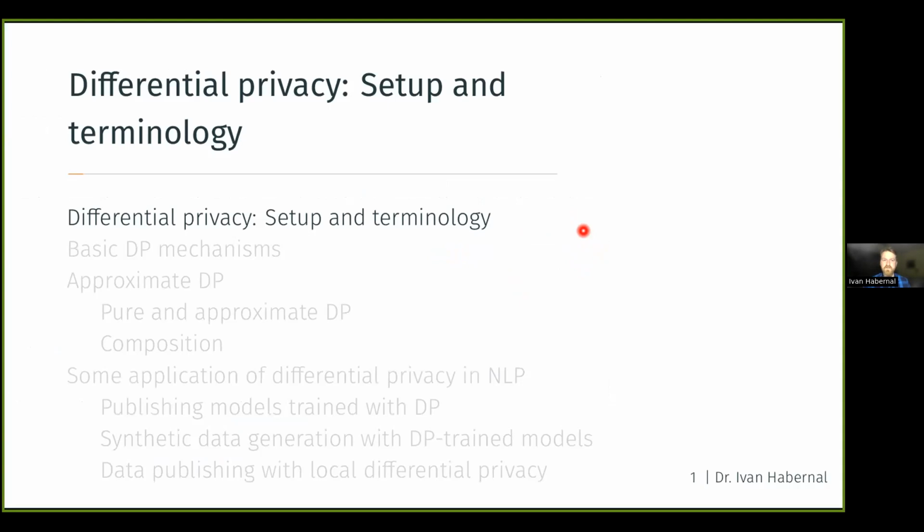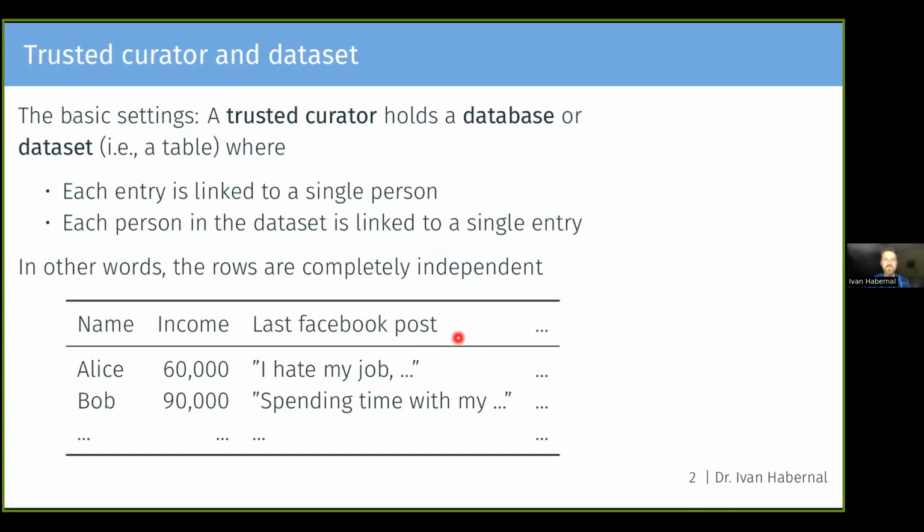So let's set up the field of differential privacy with some terminology, because it might be kind of confusing for new starters. So we have somebody who is a trusted curator, and we have a data set. The trusted curator holds a database or a data set, where basically a data set is a table, and each entry in this table is linked to a single person. At the same time, each person in the data set has only a single entry. So we have a table like here, and the rows are persons, and they are completely independent, and they can have a tabular format, some attributes or text, or could be completely any objects, so to say.